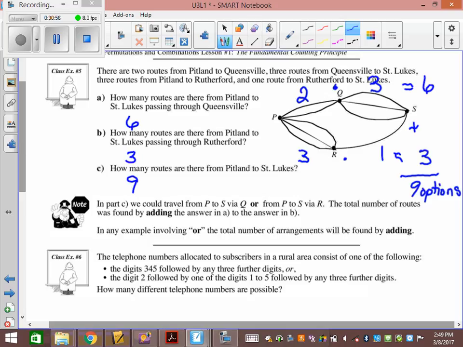In part C, we could travel from P to S via Q or P to S via R. The total number of routes was found by adding the answers from A and B. In any example involving or, the total number of arrangements will be found by adding.